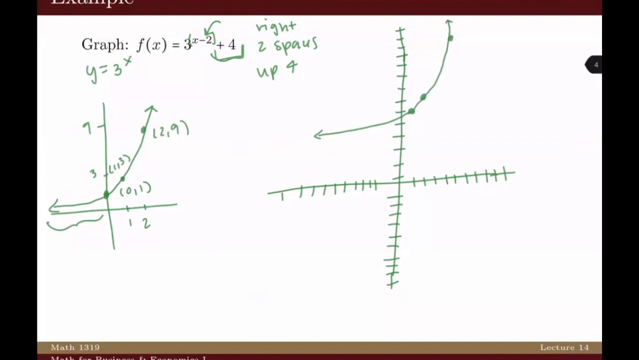Since we moved up 4, where y is equal to 4 is going to behave like our new asymptote instead of y equals 0. And that's how you graph these using transformations. All right, let's keep going.